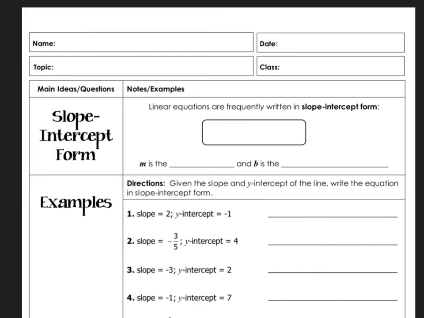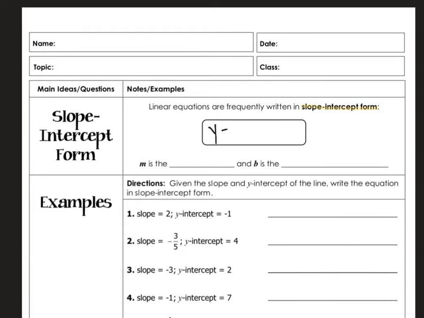Hi everybody, so today we are going to be looking at writing linear equations, and specifically we're going to be writing them in slope-intercept form. So linear equations are written in many different ways. One way is slope-intercept form, and when we write in slope-intercept form, it looks like this.